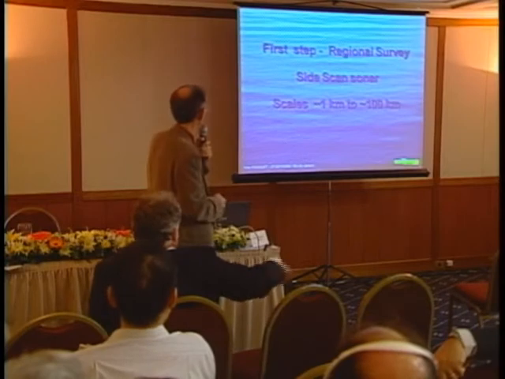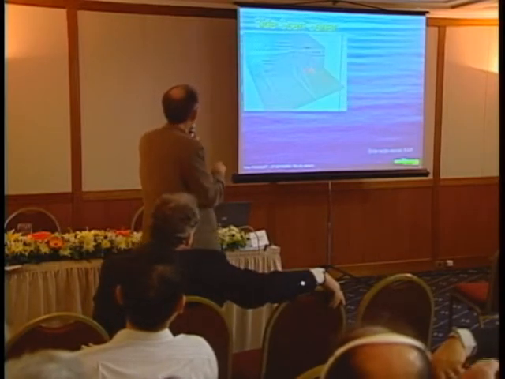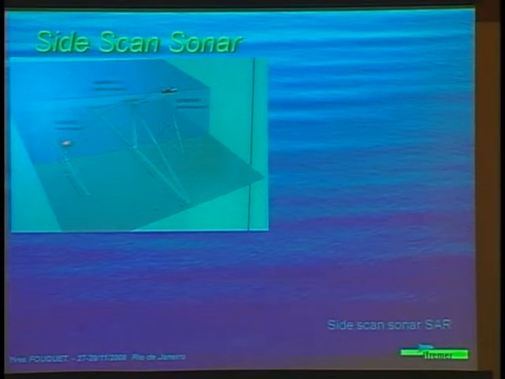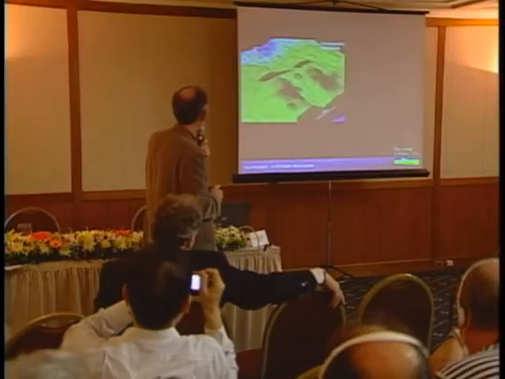Another tool we use at this scale, say 1 kilometer to 1,100 kilometers, is the side scan sonar. Side scan sonar can give interesting images. First, side scan sonar is a towed system near the surface or close to the seafloor. It's not spectacular, it's just like a tube. And this produces interesting data.